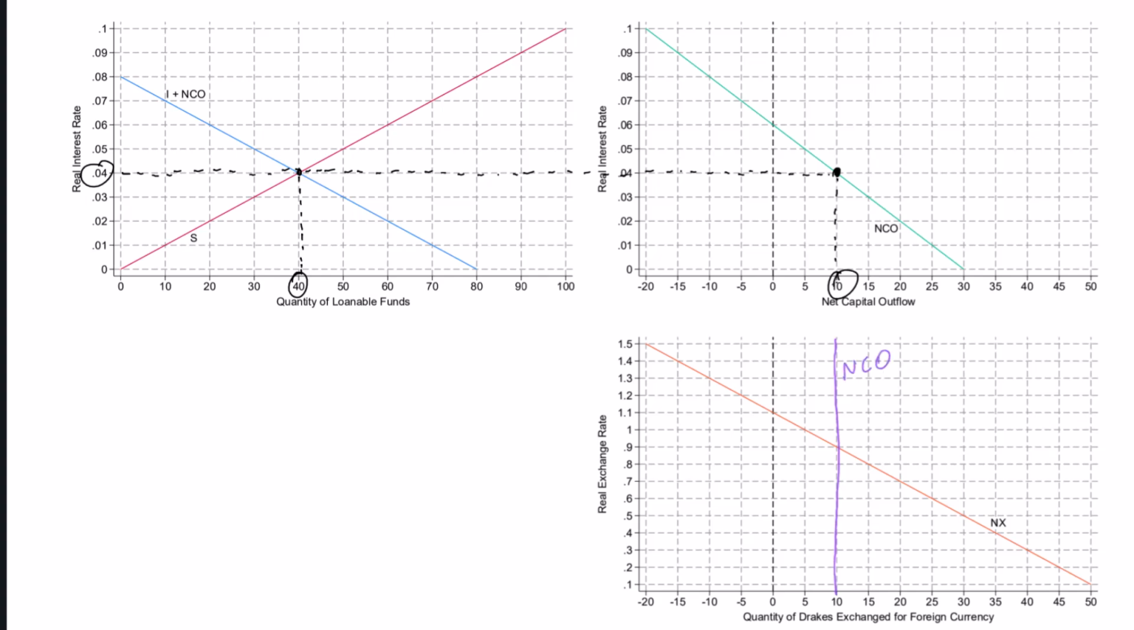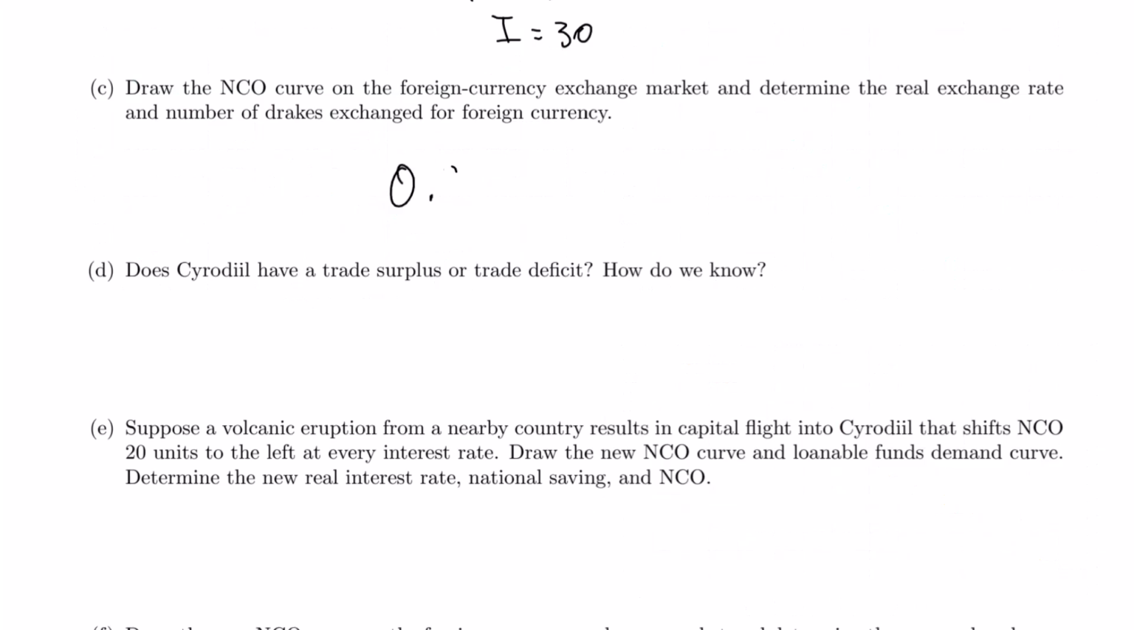Remember that the reason why NCO is a vertical line in this graph is that NCO is determined by real interest rate on the graph right above it. It does not have a relationship with real exchange rate. That's going to tell us the equilibrium real exchange rate where our NCO curve crosses our net exports curve. And that's going to be 0.9. We'll write that in right here.